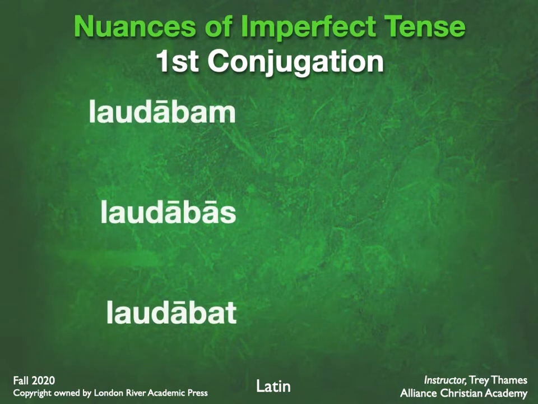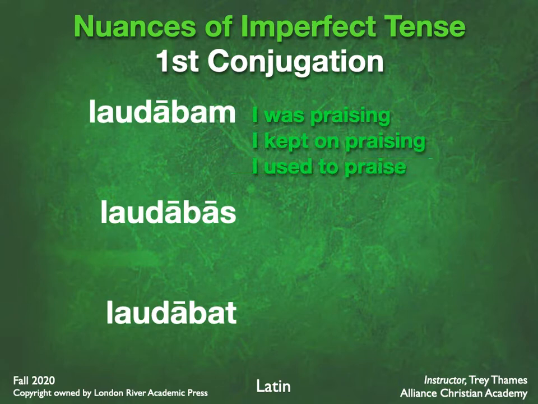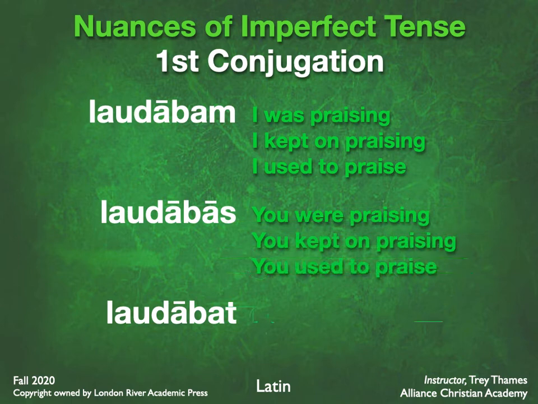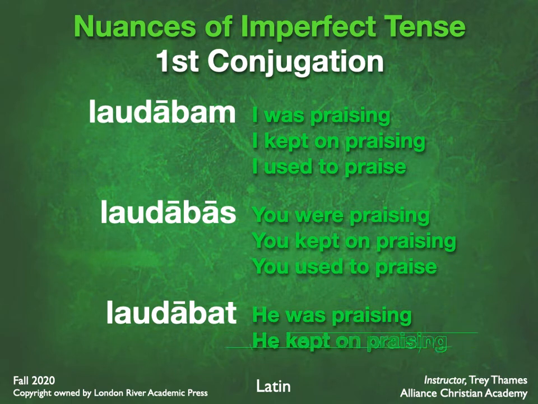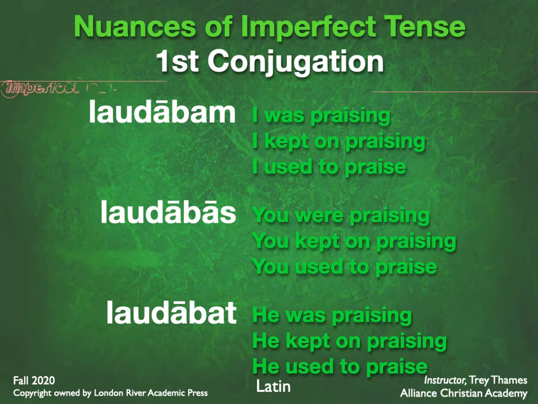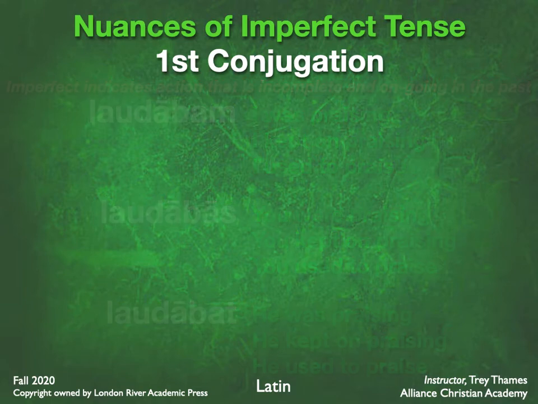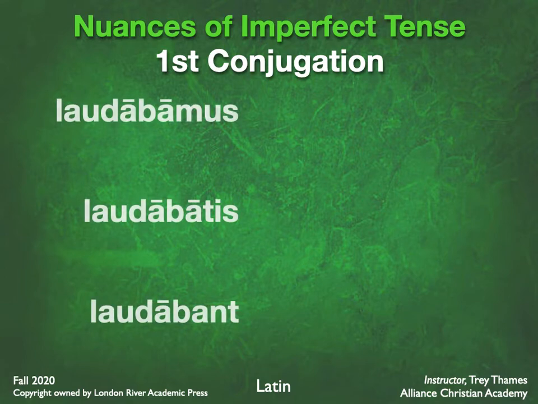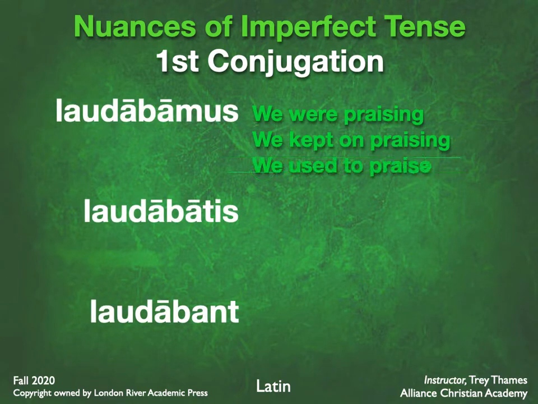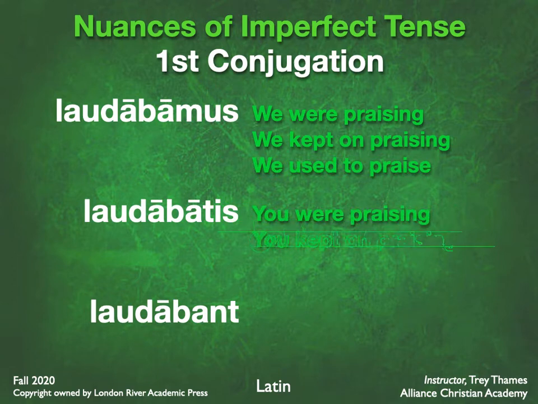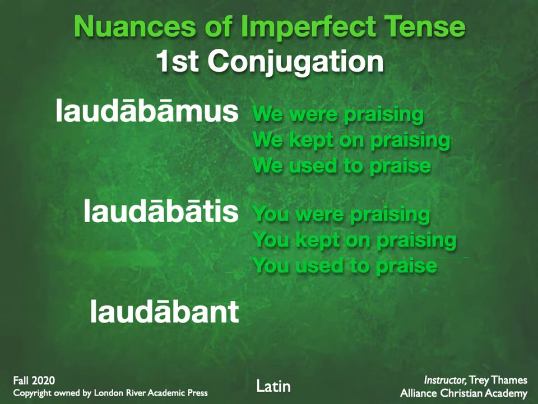All right. Now, there are additional ways you can translate this. For laudabam, you could also say, I kept on praising, or I used to praise. And specifically, if there's an adverb saepe with it, you could have a variation and say, I kept on praising, or I used to praise. You get the idea. I won't go through all of them there. Same thing for laudabamus, laudabatis, laudabant. We were praising, we kept on praising, we used to praise. So I'll let that run through there.